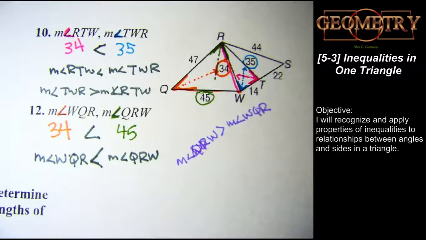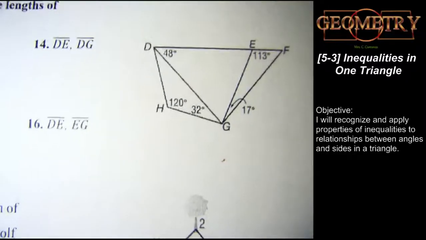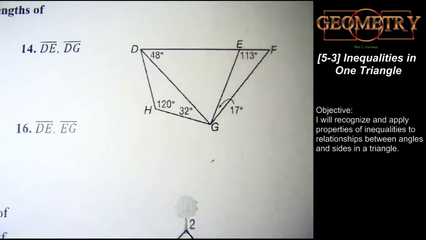Feeling okay with this? Better about it? Okay. Let's do this again, but this time we're going to say a relationship about the measure of the sides given measures of angles. Again, we're not going to be able to know what the side measurements are. I don't really know how long they are, but I can say something about how they relate to each other.